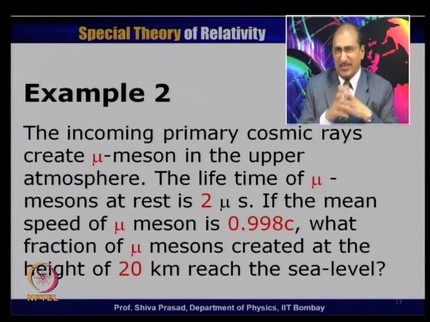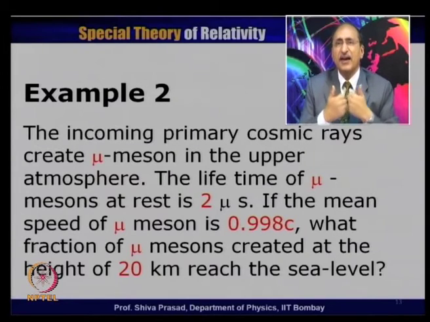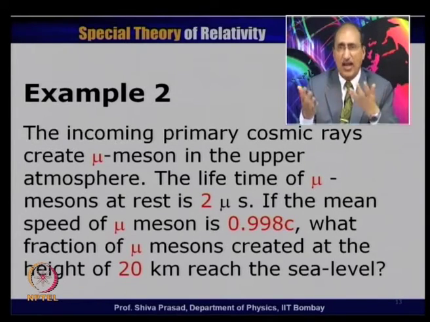Now, we can calculate classically how much time it will take for this particle to reach earth. Then we can approximately estimate, out of how many of these particles which are created in the upper atmosphere, how many of them would reach earth. And that number turns out to be extremely small, as we will just now see.